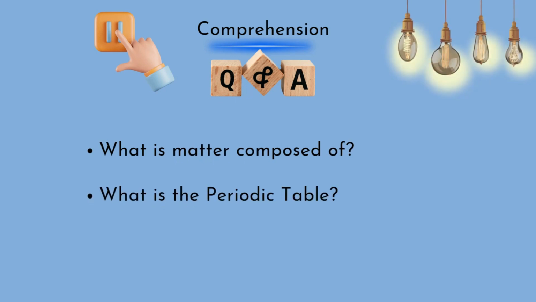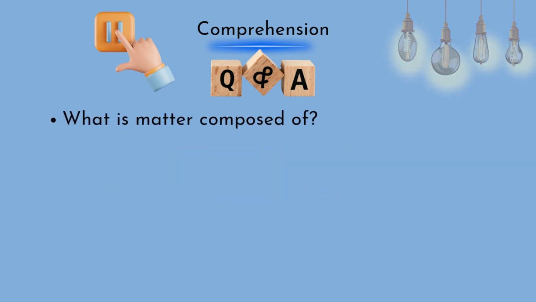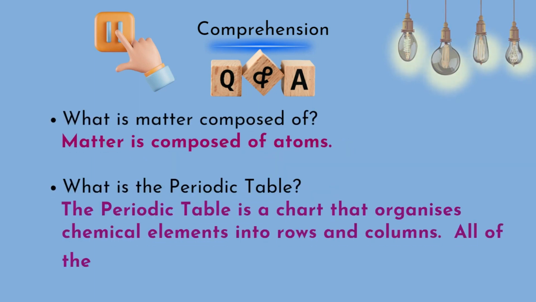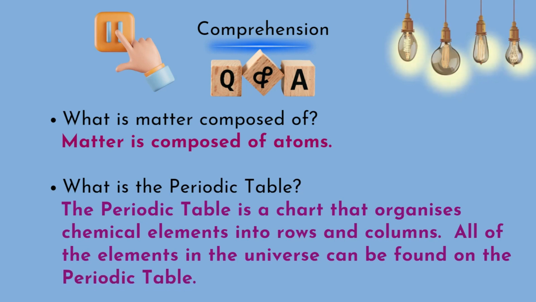Comprehension. What is matter composed of, and what is the periodic table? You may pause this video to answer these questions. Matter is composed of atoms. The periodic table is a chart that organizes chemical elements into rows and columns. All of the elements in the universe can be found on the periodic table.